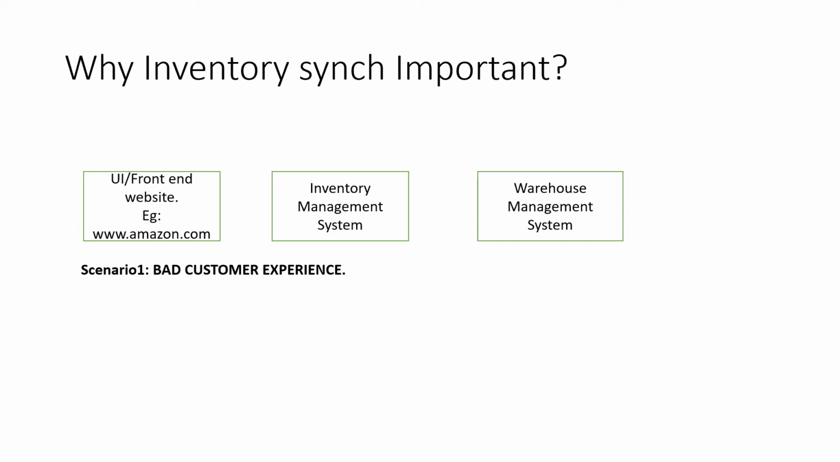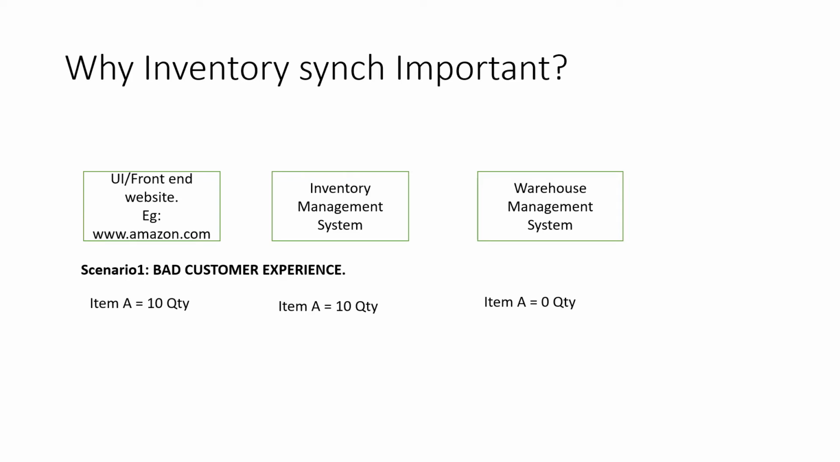Now let's consider scenario 1, where let's say item A is having 10 quantity in the front end, and in the inventory management system as well, item A is having 10 quantity. But if inventory is not in sync, and let's say item A is having 0 quantity in the warehouse management system, now what happens? The customer places the order because it is available in the front end.